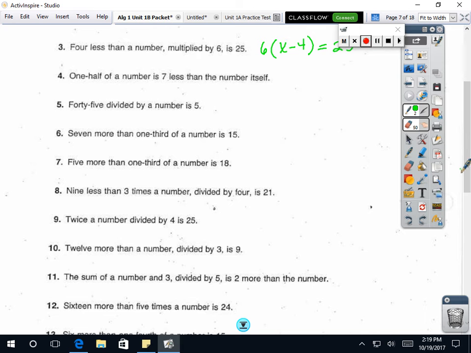Number 5's pretty easy. 45 divided by a number is 5. How would you write that? So 45 over x, right. Right, so in that case, the number would be 9, because 45 over 9 is 5.